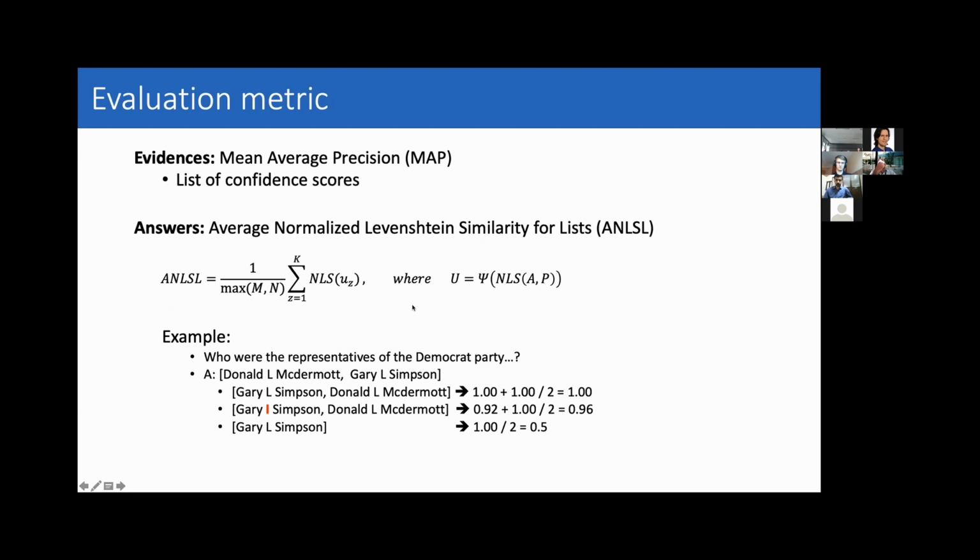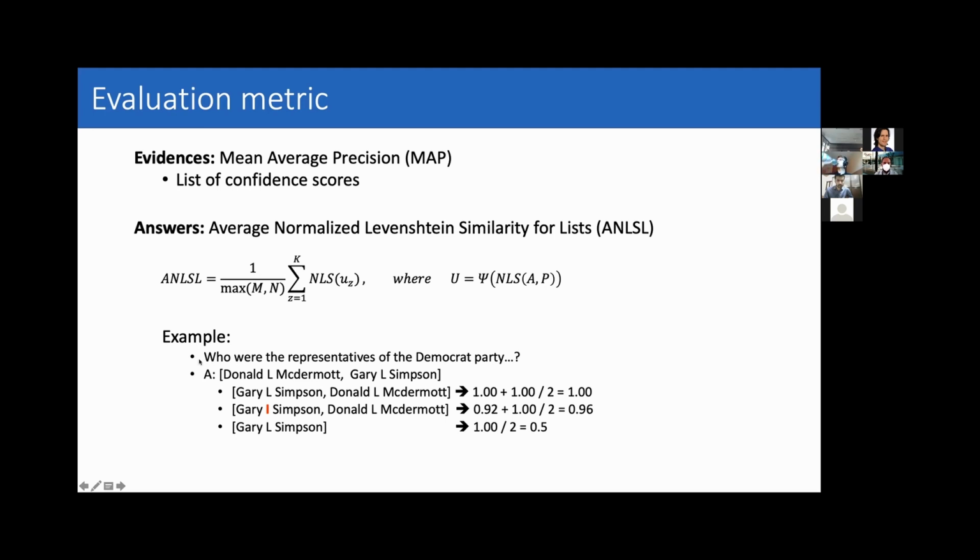The evaluation metric on this task is what we call ANLSL, or Average Normalized Levenshtein Similarity for Lists, which is just an adaptation of the ANLS. What we do is perform a Hungarian matching between the predictions and the ground truth, and get the normalized Levenshtein similarity between these pairs. Then we sum it over all of them and normalize it according to the number of elements. Again, with an example, it's easier to understand.